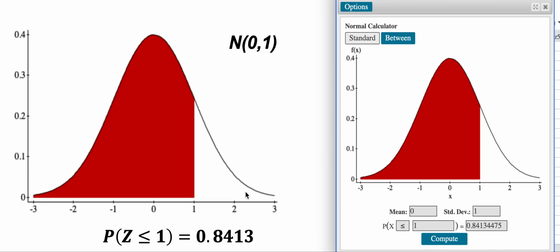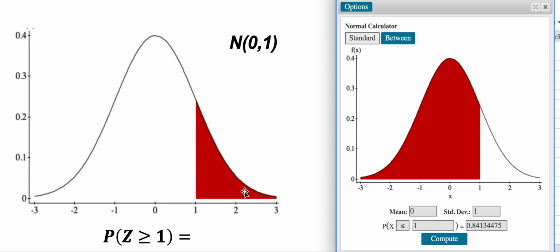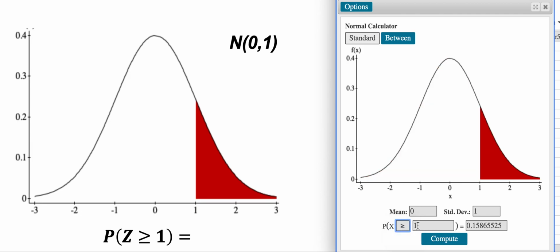All right, so now let's consider the next case. Here we're looking at the probability that z is greater than or equal to 1. So we're looking for the probability here in the right tail. So all I would do here is just simply say greater than or equal to, and it's already set to greater than or equal to 1, and it calculated 0.1586, or 0.1587 if we round.